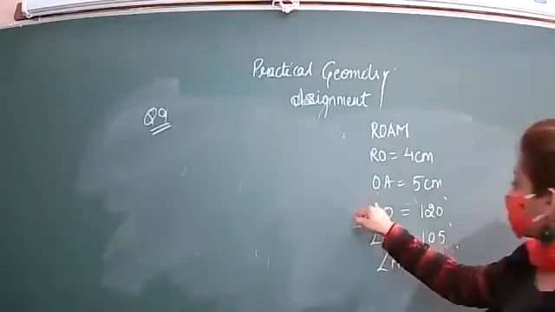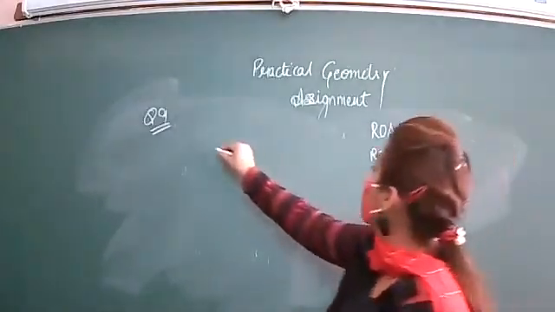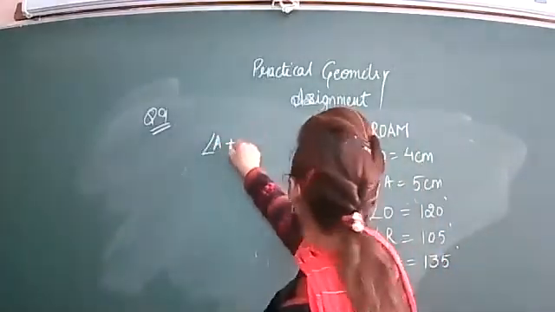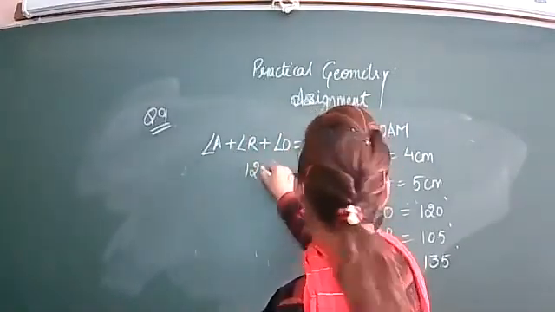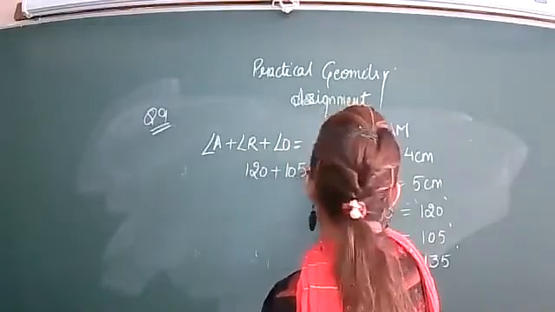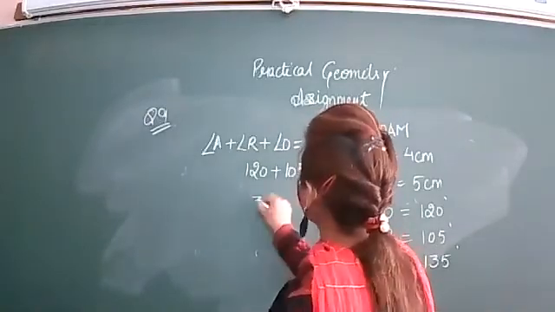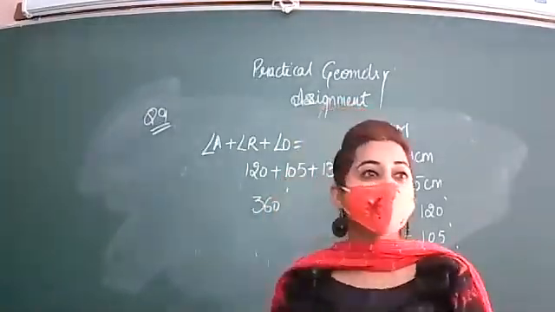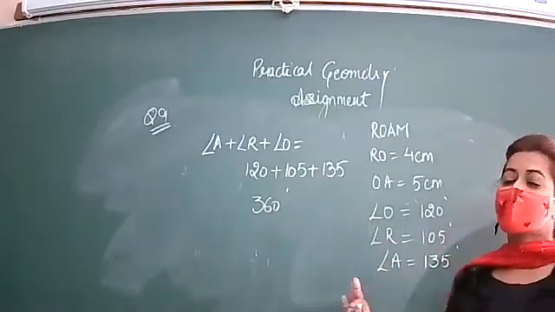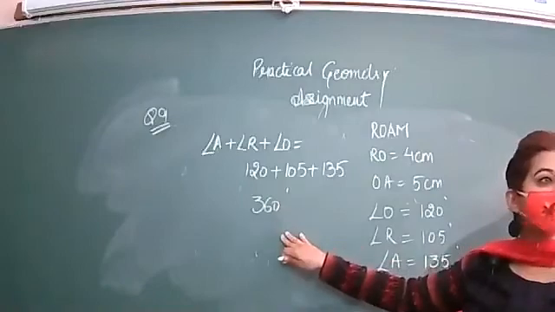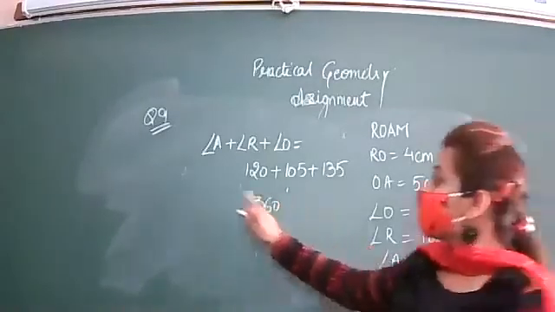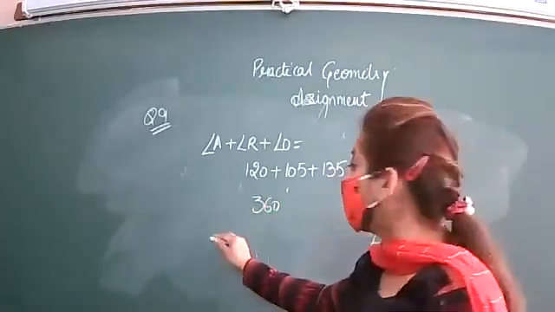As you can see, 3 angles are given to you. If you add all the 3 angles O, R and A, then you will get 360 degrees. But as we know, the sum of all the 4 angles should be 360. So the fourth angle would be 0 degrees, which is not possible. So it's not possible to draw the quadrilateral.